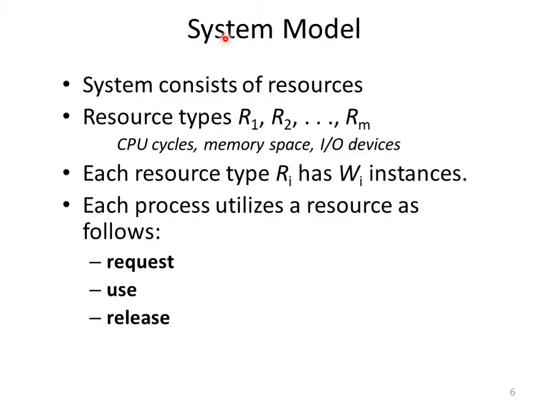Now we can define the system model of deadlock consisting of a number of resources. Each resource is designated with R1, R2 up to Rm respectively, where R1 may be CPU cycle, R2 may be memory space and R3 may be IO devices. So each resource type Ri has Wi instances. For example, if R4 is a printer which is an IO device and there are 4 printers, then we can say for R4 you have 4 instances. So each process utilizes a resource as a request, use, or release.